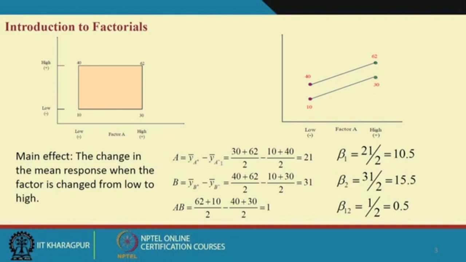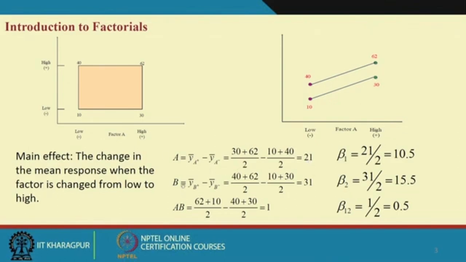Okay. So, then the value is 30 plus 62. You see, when A at high, irrespective of the presence of B, you consider what the y values are: 30 and 62. So, 30 plus 62 by 2, because there are two observations, 30 and 62. This is the average y A plus bar. Similarly, when A at low, that is 40 and 10, the average is 10 plus 40 by 2, and the difference gives you a value 21. This is the effect of A. What does it mean? If you change A from low to high, or from minus 1 to plus 1, the change in y will be 21.